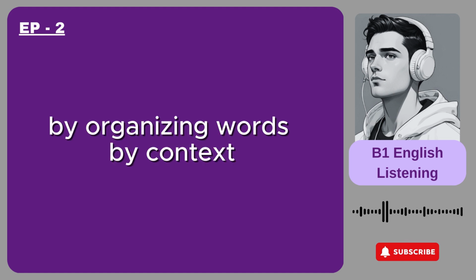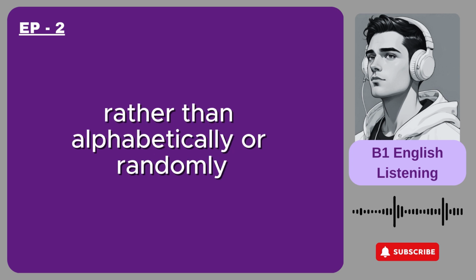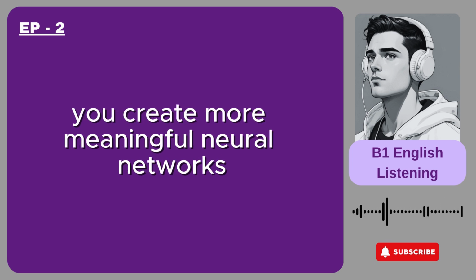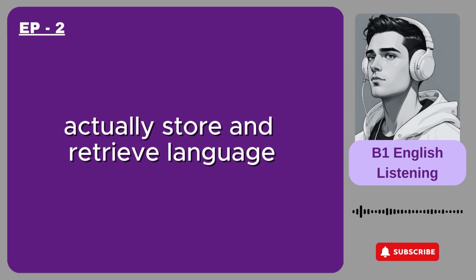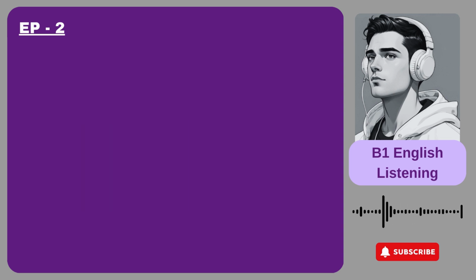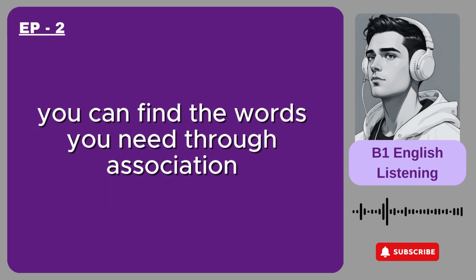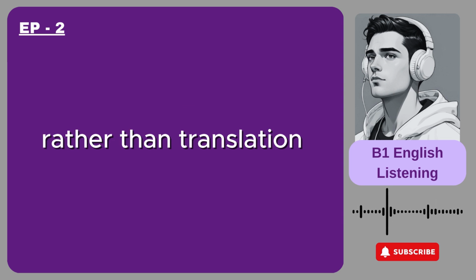By organizing words by context rather than alphabetically or randomly, you create more meaningful neural networks. This mimics how native speakers actually store and retrieve language. When you think in word clusters, you can find the words you need through association rather than translation.